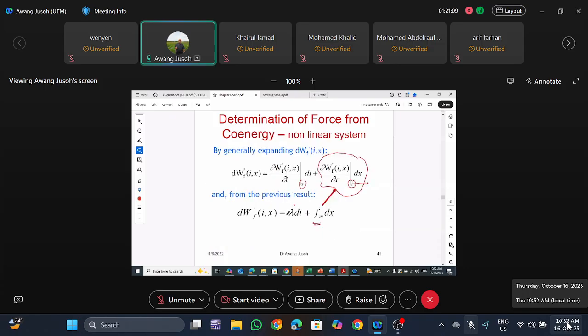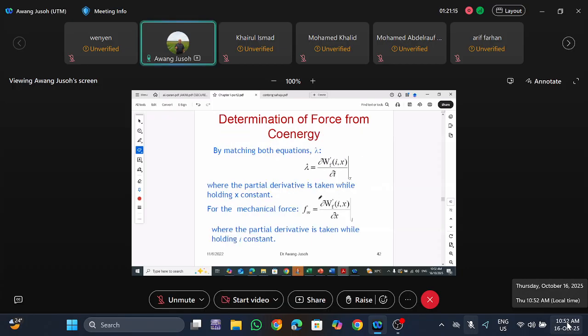Lambda can also be found by this part, but we're interested in F only, force. So mechanical force can be determined by the partial derivative of the co-energy with respect to x. Why do that? Current must be constant. Okay.